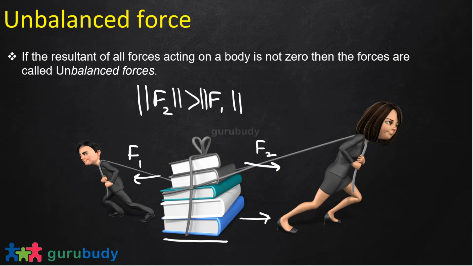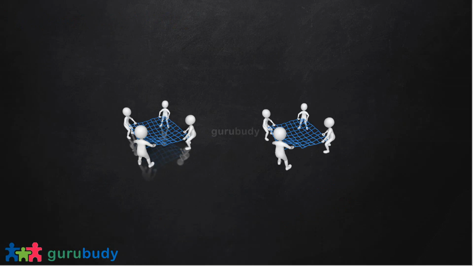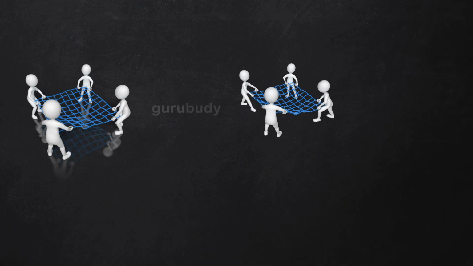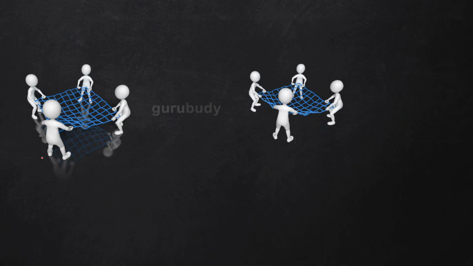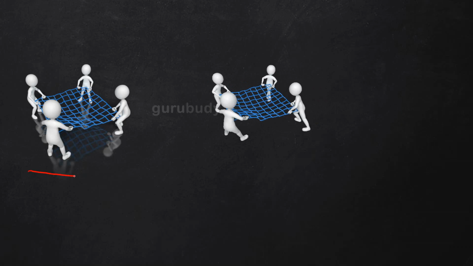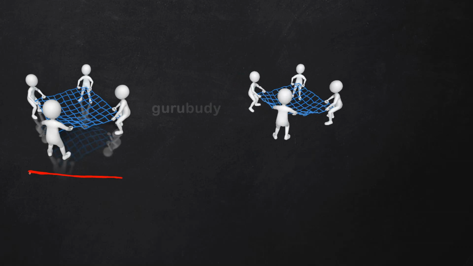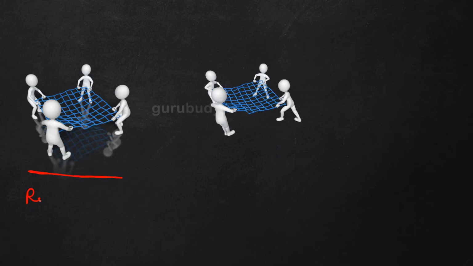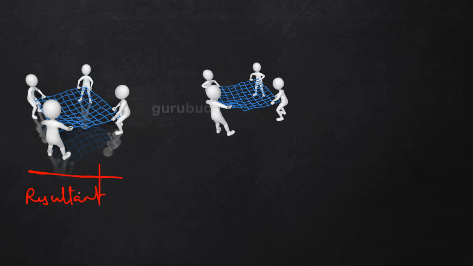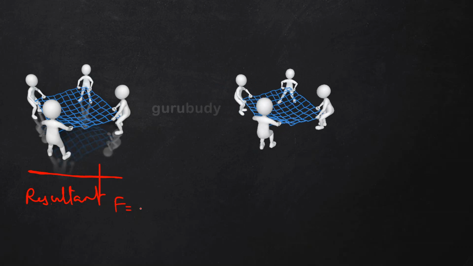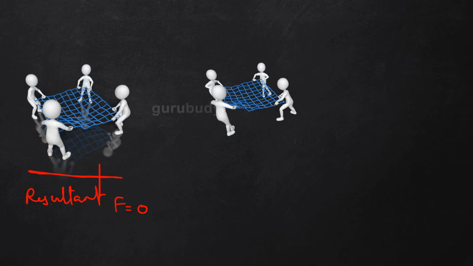Let's look at one more example here. You can see we have two scenarios. In one scenario, all these people are applying the same force and the resultant force is 0. That's why the net is not moving.